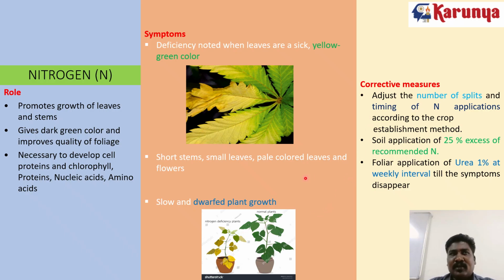For corrective measures, you have to apply nitrogen in a number of splits, usually 3 splits we would follow. According to the soil test, you can apply 25 percent excess of the recommended nitrogen. And if the nutrient deficiency symptom is still persisting, you can go for a foliar spray application of 1 percent urea at weekly intervals.